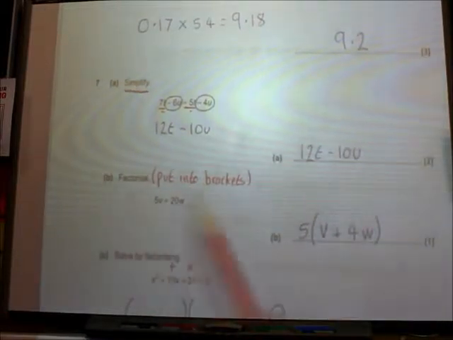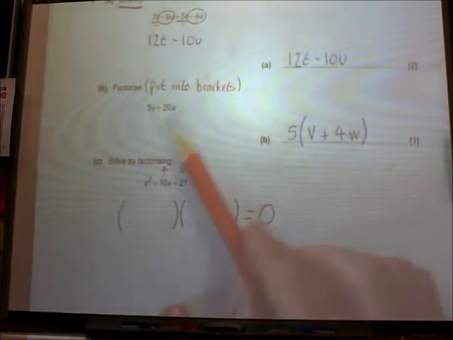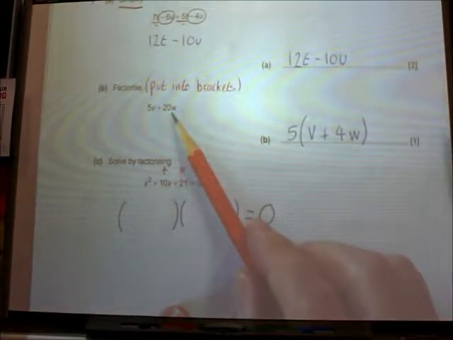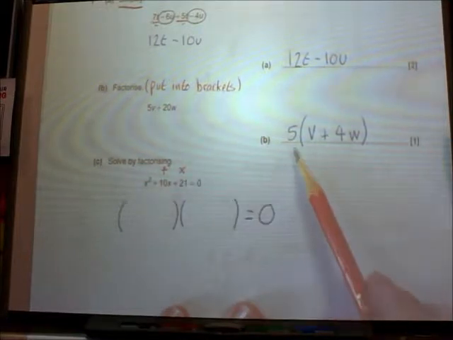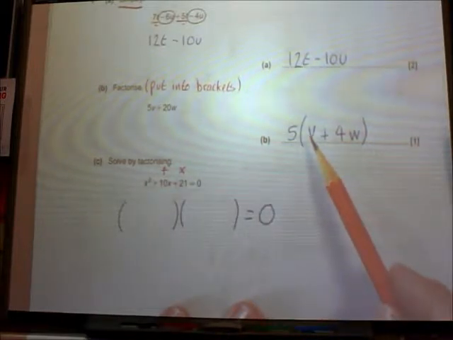Next one, it says factorize. First of all, factorize means put into brackets. So what you need to do is what number goes into 5 and 20? What 5 does. So you put a 5 outside your brackets. Are there any letters common? Well, no. So you do 5 and draw your brackets.